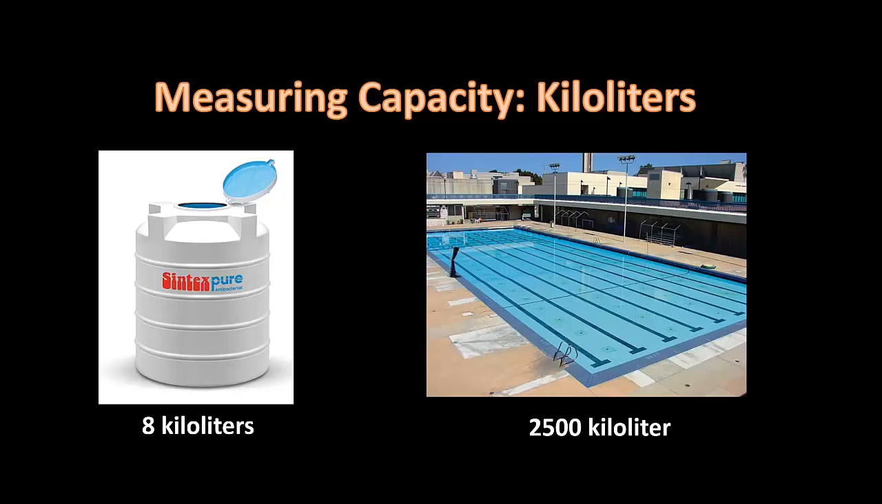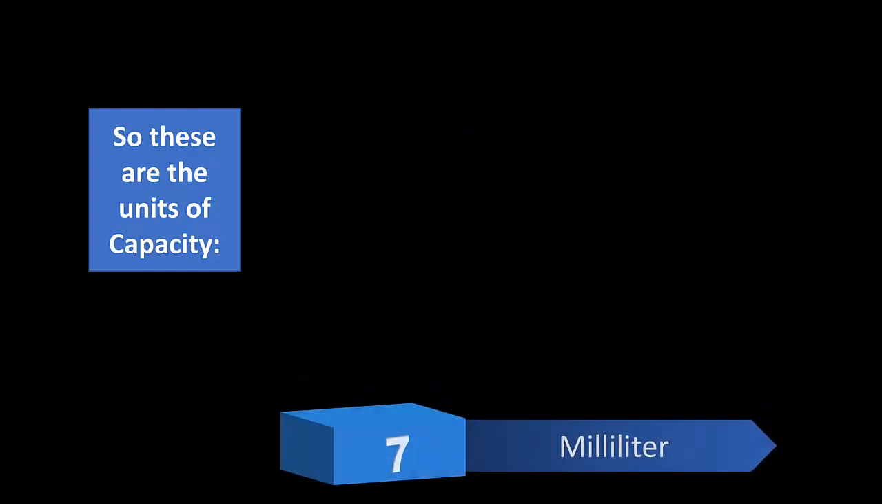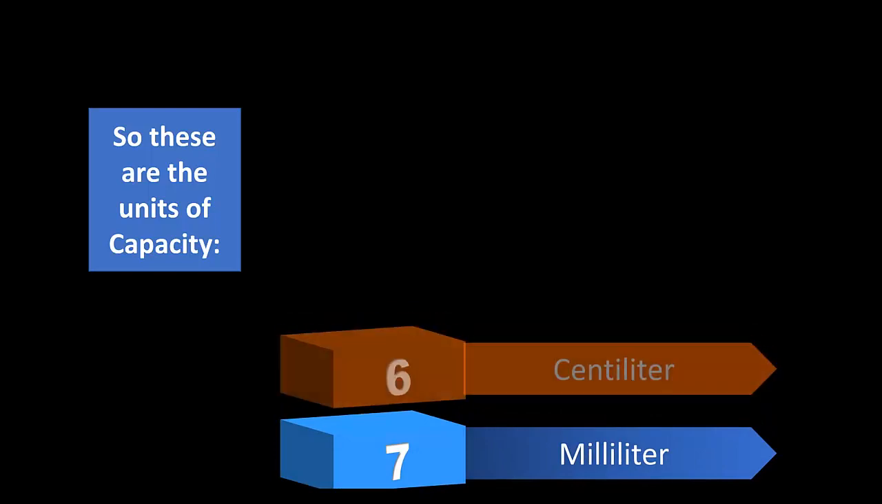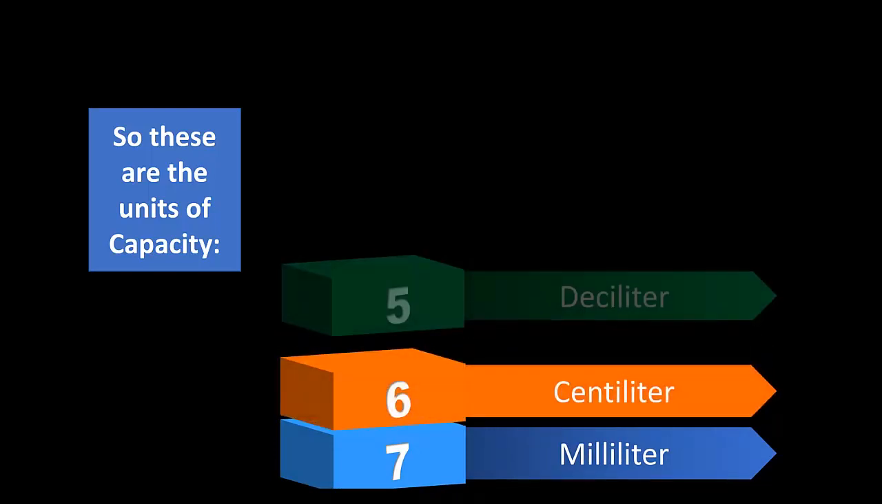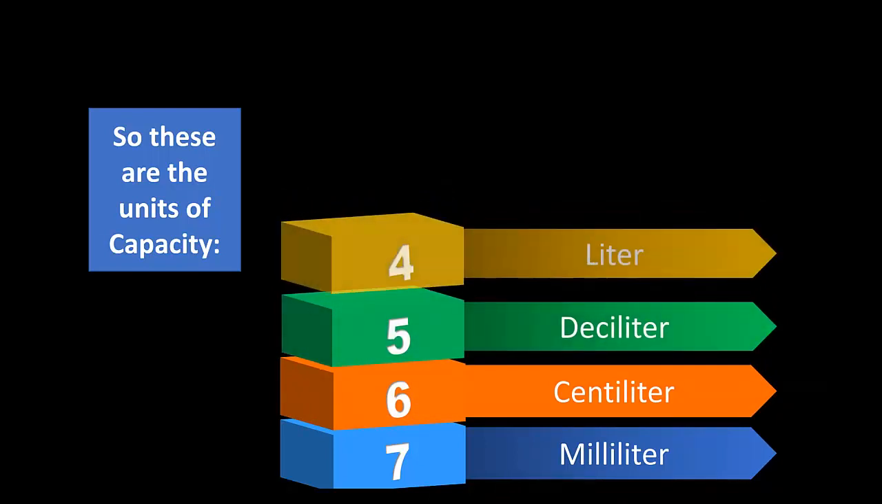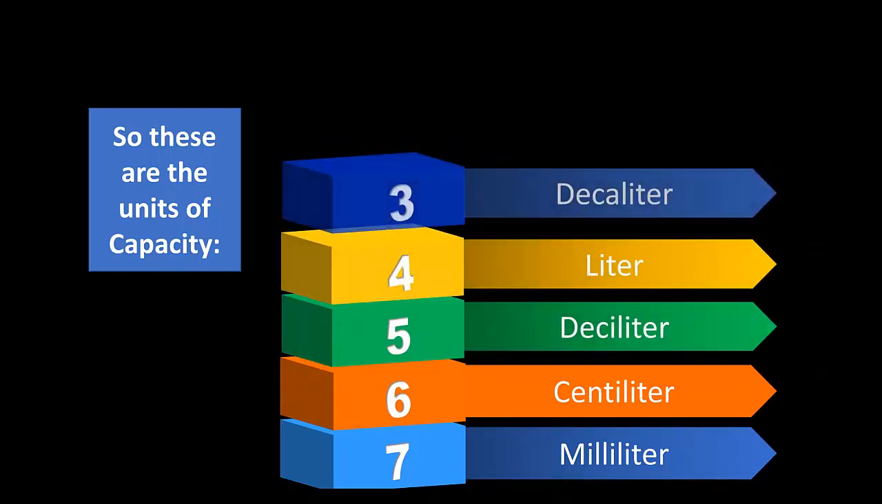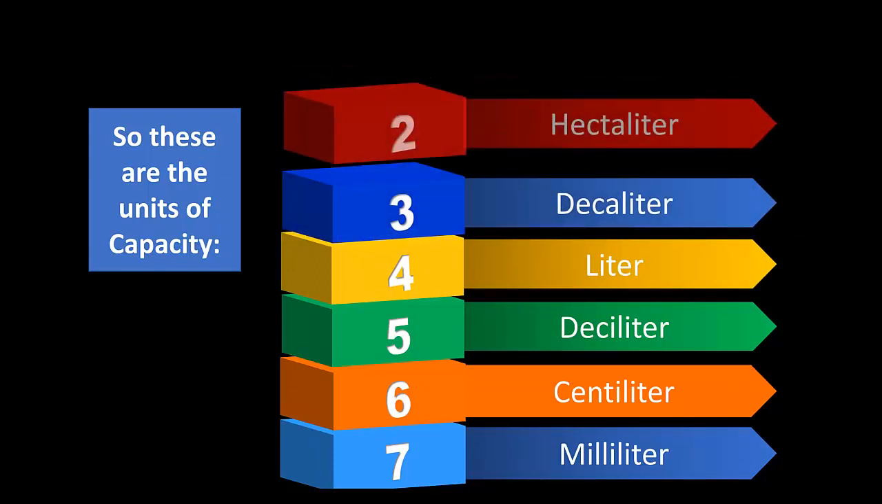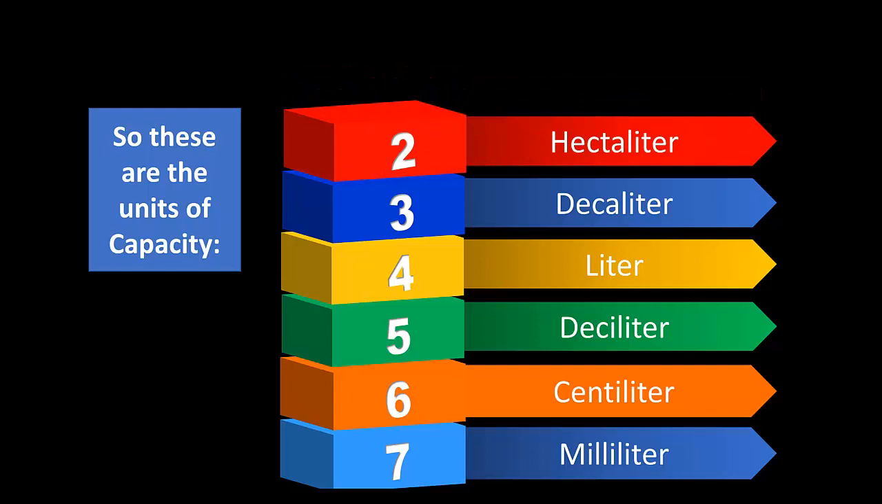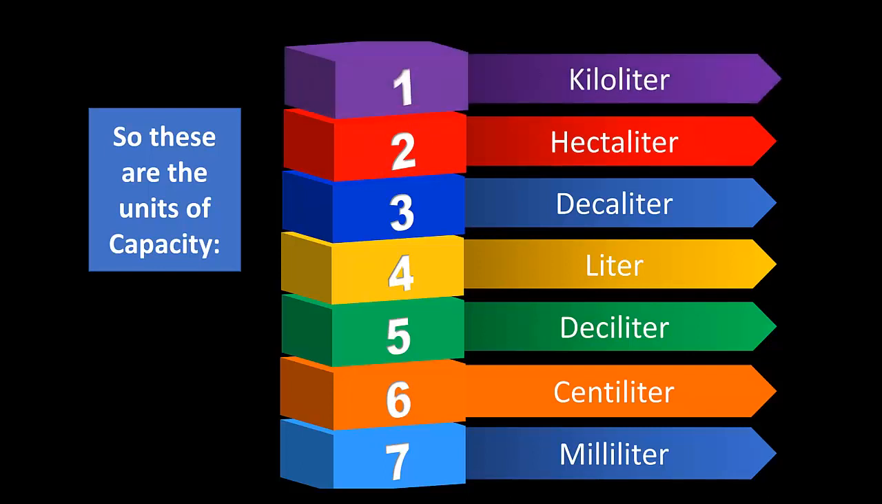Till now, we have just seen 3 units of capacity: milliliters, liters, and kiloliters. But there are more units of capacity, that's right. So let's see a few more units. These are the units of capacity. First of all, we have milliliter. Then we have centiliter. After that, deciliter. And in the middle, liter. We have decaliter after that. And to get higher, we have hectoliter. And finally, we have kiloliter.